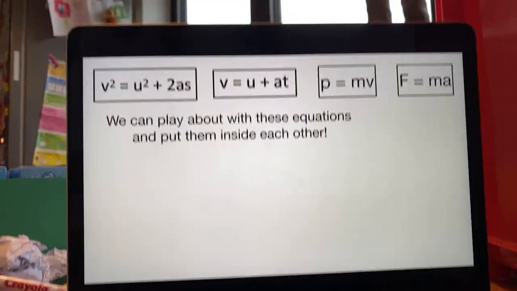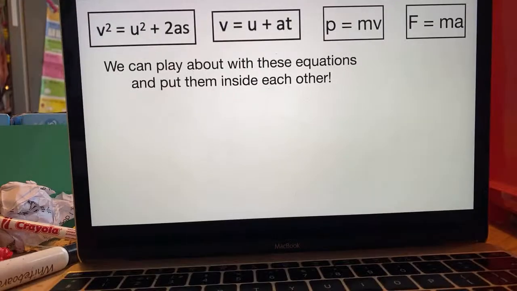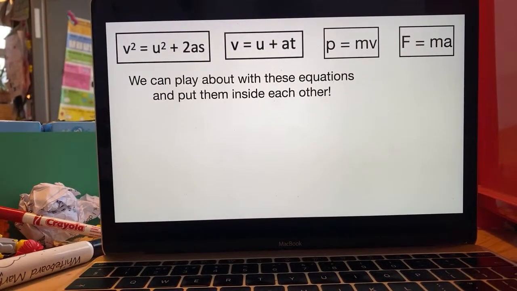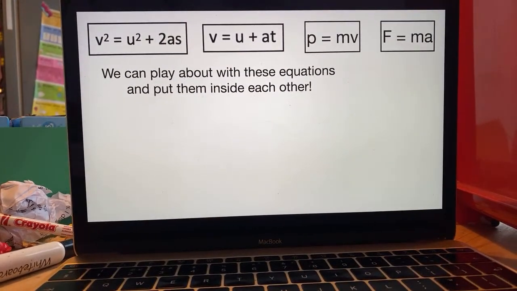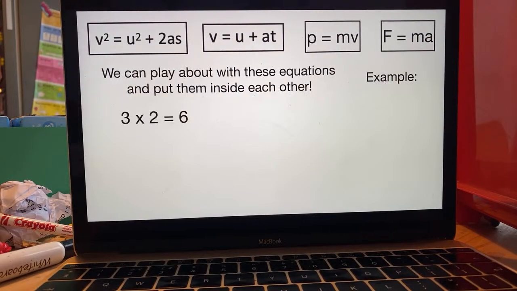Okay, so we can play around with these letters a little bit, yeah? In fact, we will play around with them just a little bit now, because I just want to show you something. This is algebra. Some of you are going to be pretty comfortable with algebra already, but just in case you're not, we can put these equations inside each other, yeah? We can have a little bit of fun. So a super simple example, just in case you haven't seen this before, a lot of you will have done.